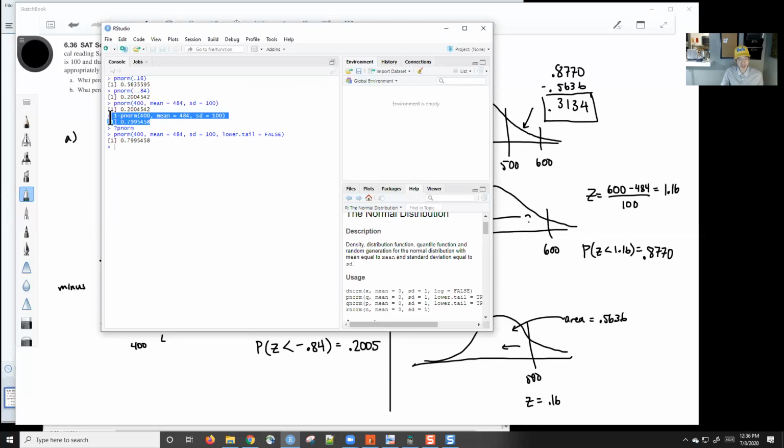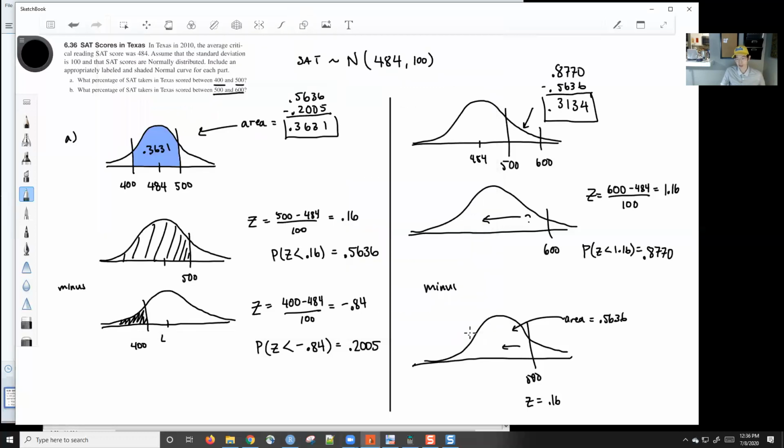I think it's much easier to just do 1 minus than having to type all of this in and type in lower tail equals false. But the option exists to say I want the thing on the right rather than the left. By default, it gives you the lower side, the left side. There is an option to switch it, but it's the exact same thing as doing 1 minus, which is basically what you would do if you use the table.